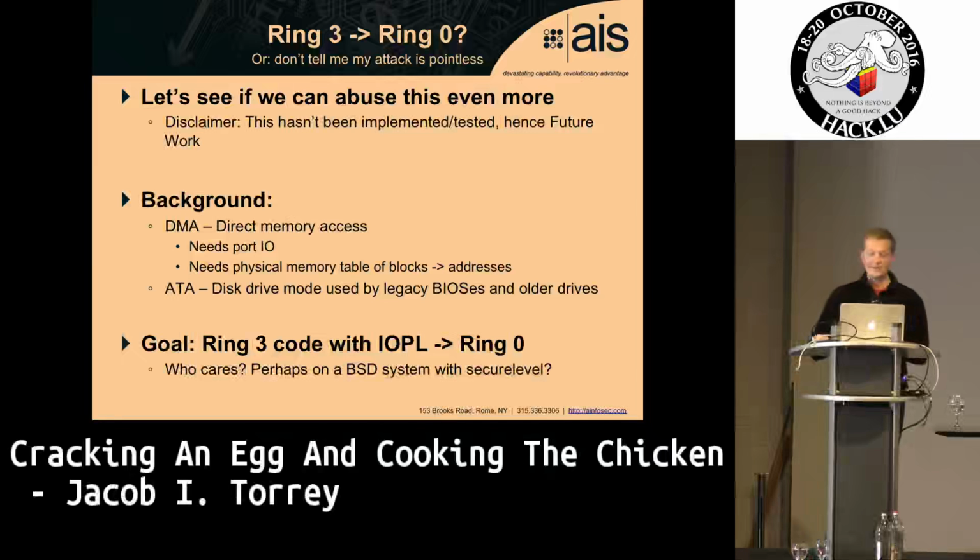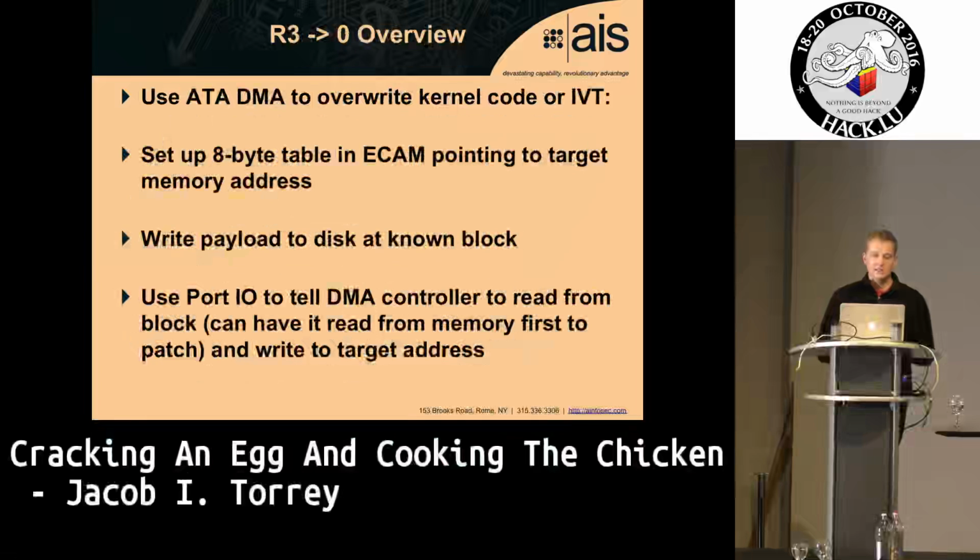So let's see, how many minutes do I have? Like 2.5? 1 minute, if I can go from this to ring 3. So 2 more terms, DMA, direct memory access, and ATA is the legacy disk access mechanism. So what you can do is you can use ATA DMA to basically tell the hard drive to write to memory at a known location. So you can either use that to overwrite the kernel or the interrupt vector table or interrupt descriptor table, but you need to actually be able to write to physical memory and have port.io.